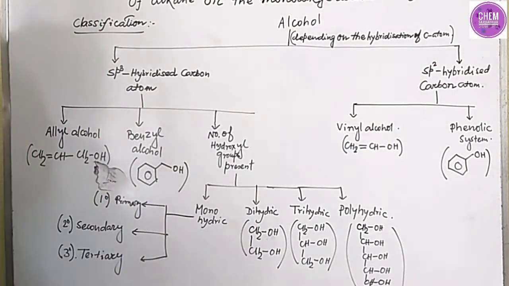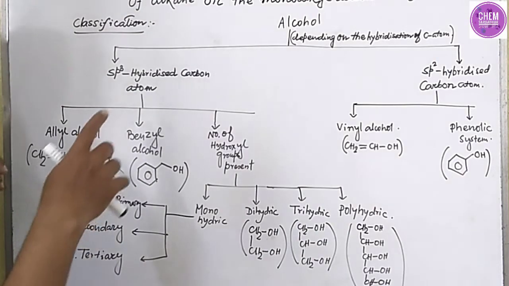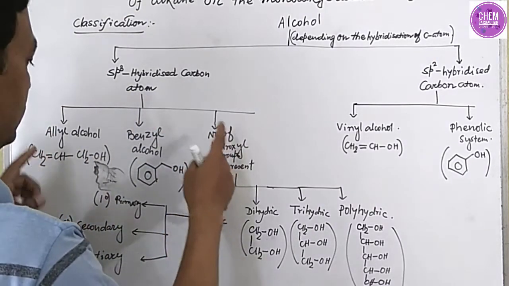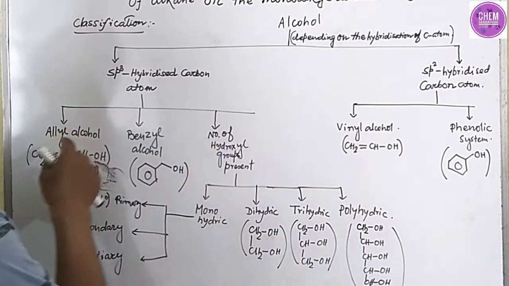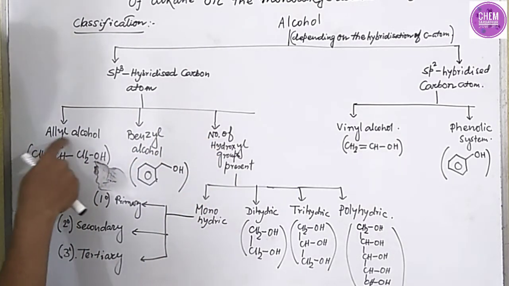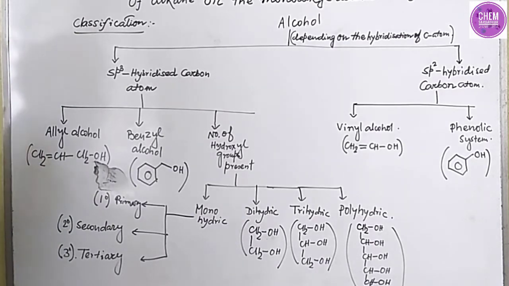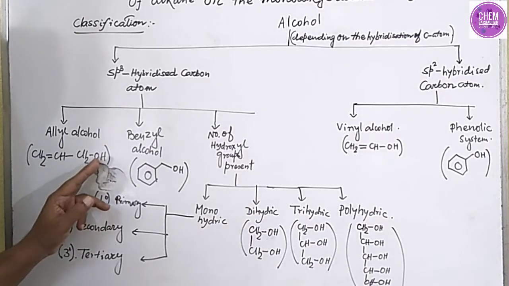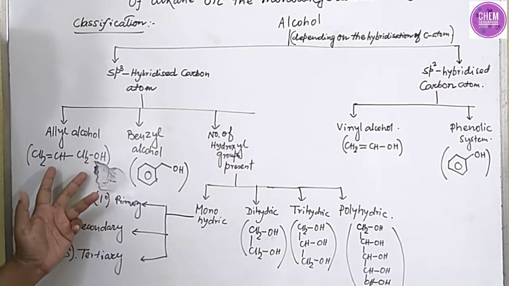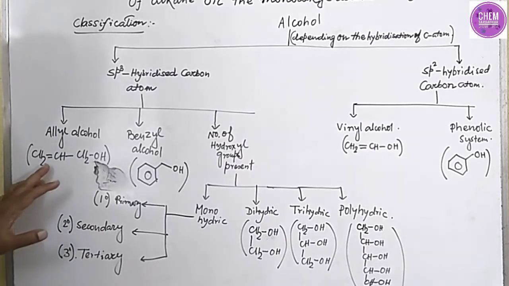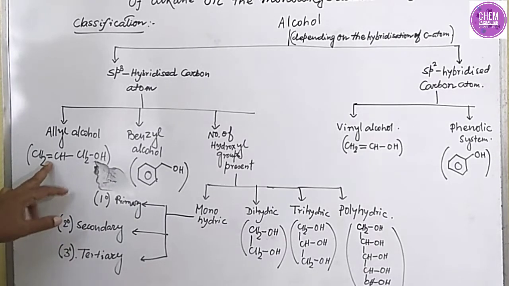Now if sp3 hybridized carbon atom, then there must be three types of alcohol. The basis is, one is allylic alcohol or allyl alcohol, where OH is attached to a carbon which is sp3 hybridized, but the system is unsaturated in nature because there is a double bond.